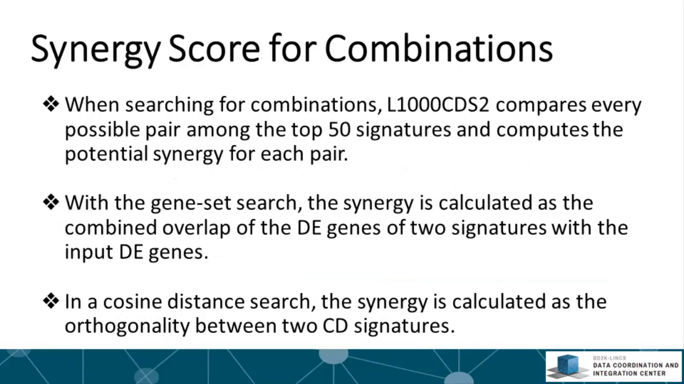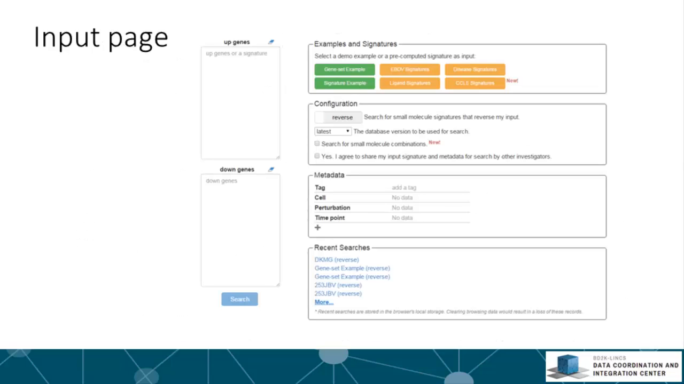For the search for combinations, we use a predicted synergy score. And to do that, we compare every possible pair among the top 50 signatures and compute the potential orthogonality of those pairs. When we're looking for pairs when the input is a gene set, we just combine the overlap of the differentially expressed genes of the two signatures with the input differentially expressed genes. So now let's go to the site and examine the various parts of the app.